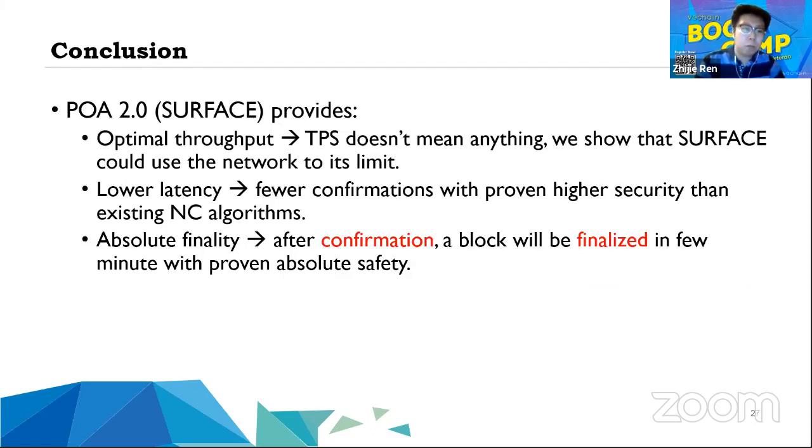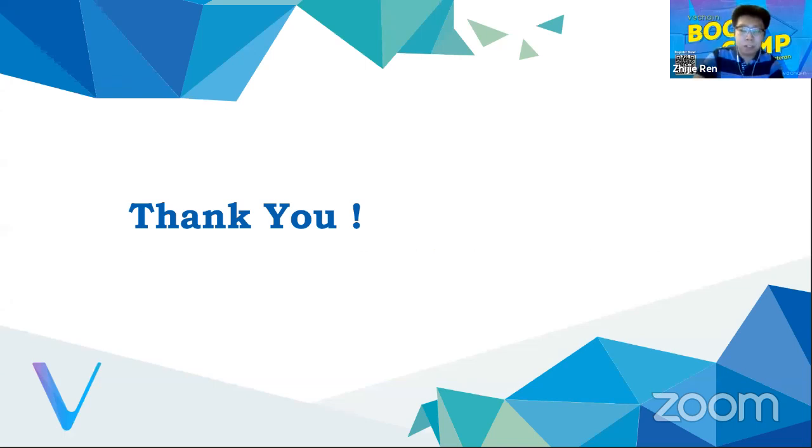To conclude, with PoA 2.0 Surface, what we try to do is put the bandwidth usage to the limit. So the TPS doesn't matter because it is shown that we really used up all the bandwidth, so any algorithm wouldn't perform better given the same network condition. And it will have lower latency because we introduced the committee. And we also provide finality. Compared to the finality mechanism used in Ethereum 2.0 or Polkadot, we use a really asynchronous BFT. We achieve asynchronous BFT, meaning if a block reaches finality, it's absolutely safe. That's all. Thank you for listening.